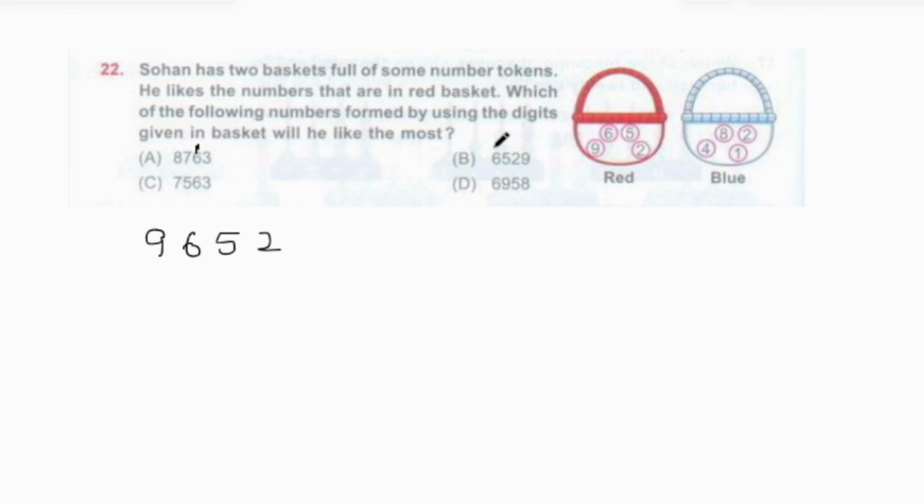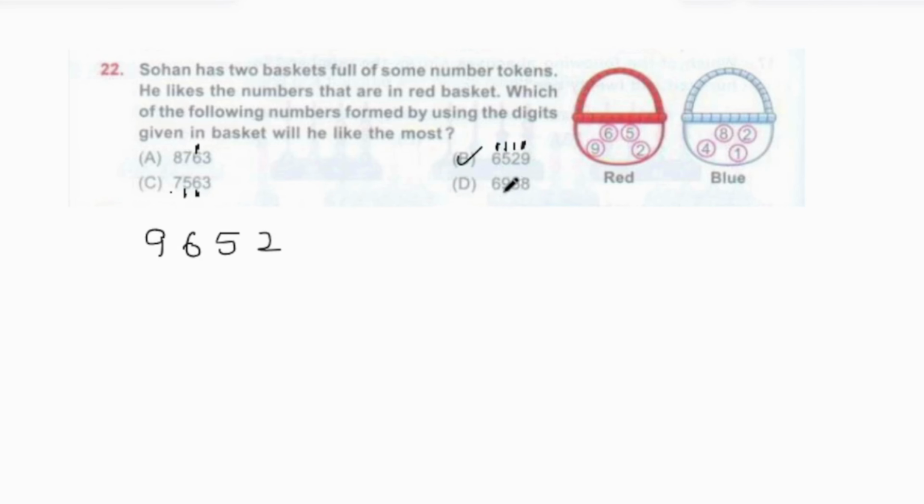So now go to option B. Here you have 6, which is in the red basket, 5, which is in the red basket, 2, which is also in the red basket, and finally 9, which is in the red basket. So B could be your answer, and you can stop your calculation from here. But for the sake of solving, let's go to option C. 7 is neither in the red basket nor in the blue basket. 5 is in the red basket, which gives it 1, and 6 is in the red basket, second. 3 is neither in the red basket nor in the blue basket.